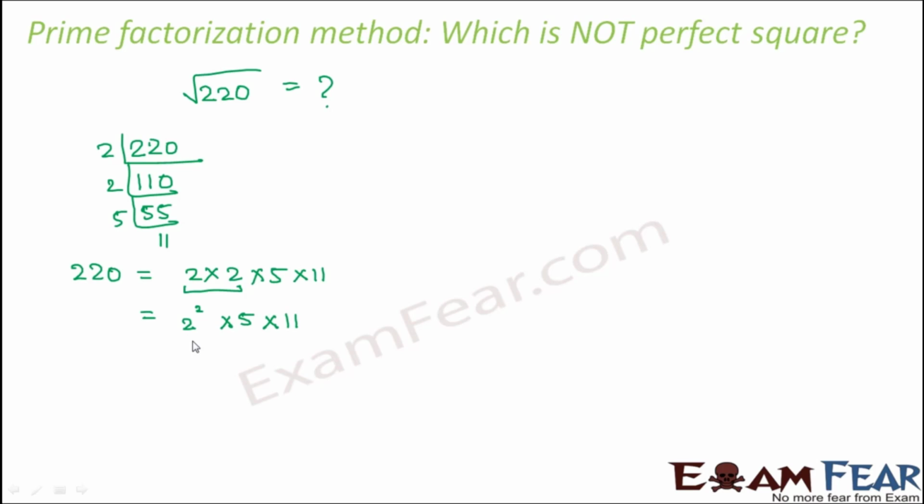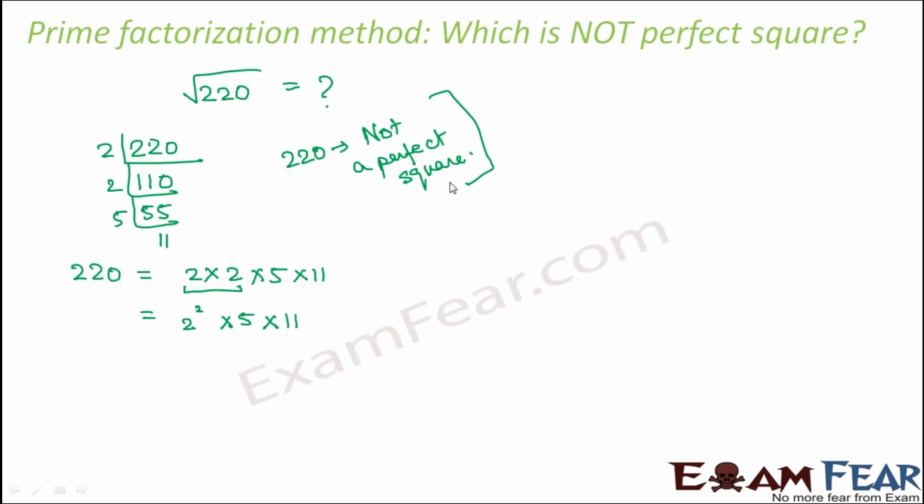Only when we are able to write it as square of some number does it mean that 220 is a perfect square. But in this case, we are unable to write 220 as a square of a single number. This shows that 220 is not a perfect square. Now, if 220 is not a perfect square, we will never be able to get the square root of 220. You will not get a whole number for square root of 220.